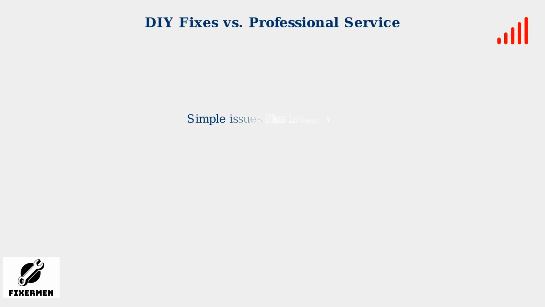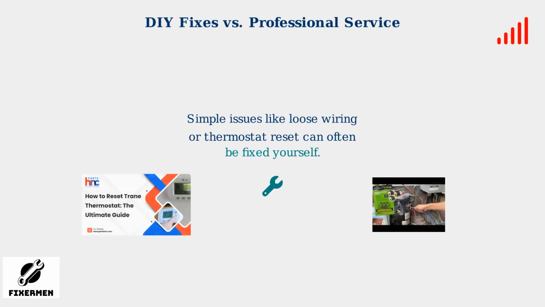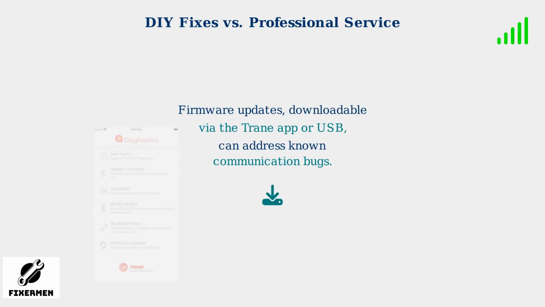Simple issues like loose wiring or a need for a thermostat reset can often be fixed yourself. These basic repairs don't require specialized tools and can restore communication quickly. Firmware updates, downloadable via the Trane app or USB, can address known communication bugs. These updates are designed to fix software issues that cause communication errors without hardware changes.